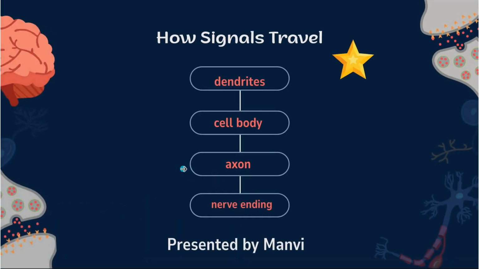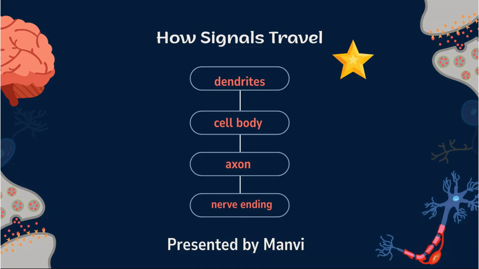After this, there is a pathway of signals, how the signal travels across the neuron. First it reaches the dendrites, then it goes to the cell body, then the axon, and then the nerve ending. And this pathway is very important.